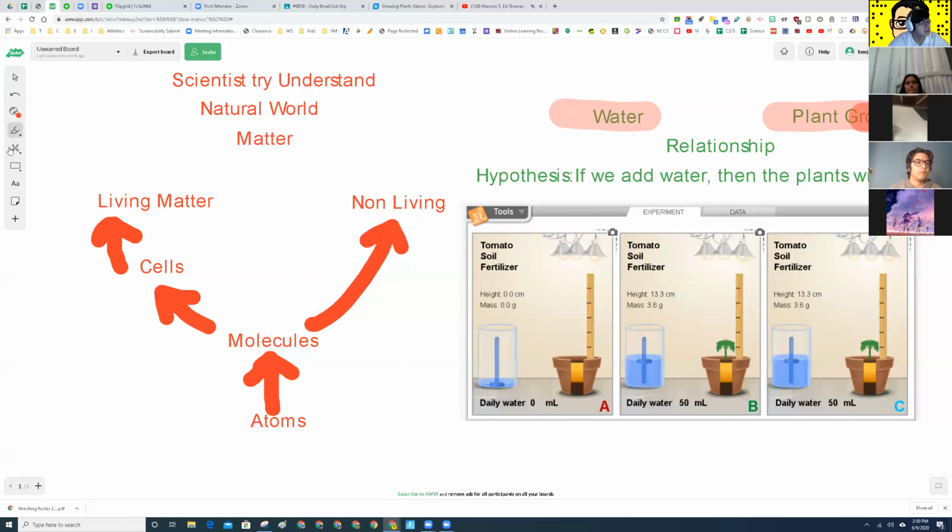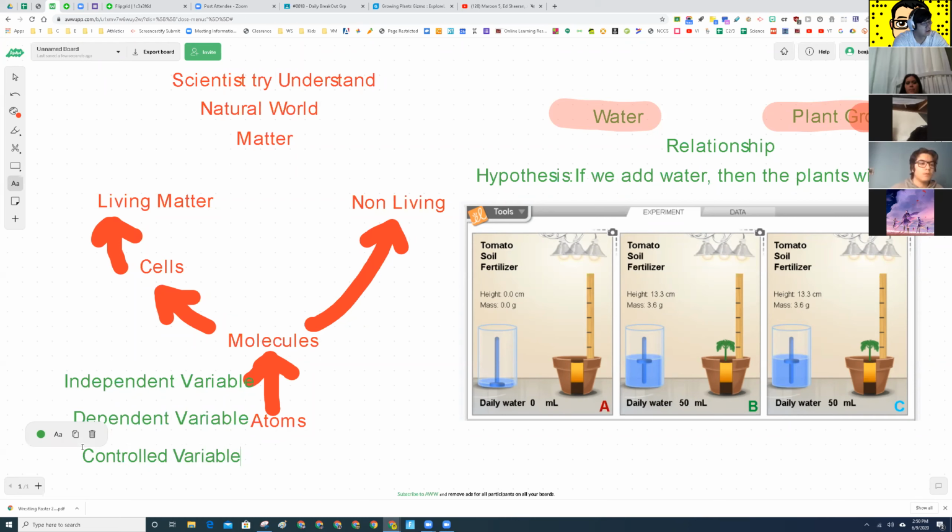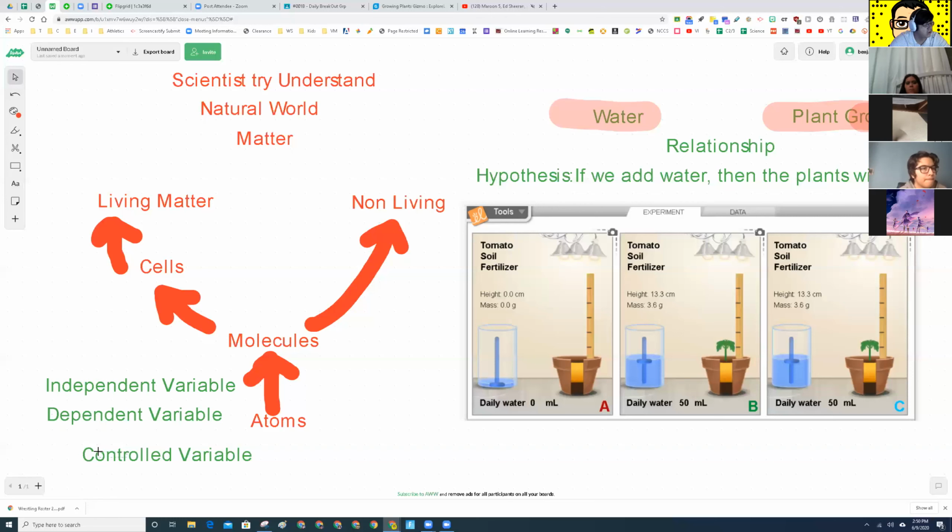Now, every good scientist in their experiments always has these variables. You ready? They're called the independent variable, and the dependent variable, and the last one, anybody? The control variable. Very good. So there's the independent variable, the dependent variable, and control variables. In an experiment, we'll always have to worry about these three things.